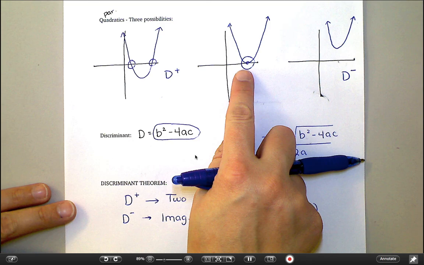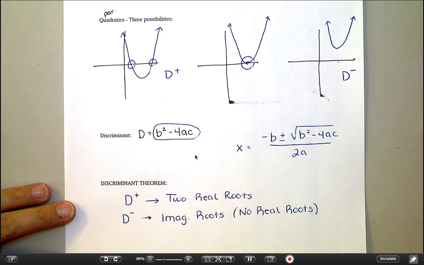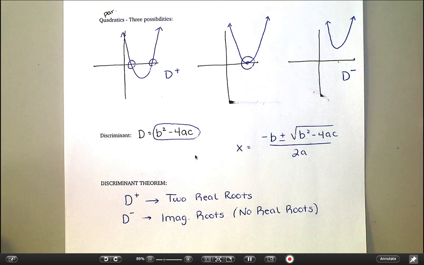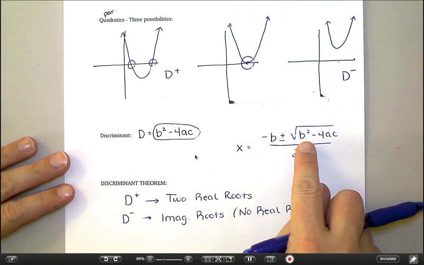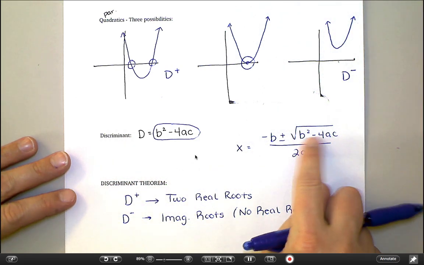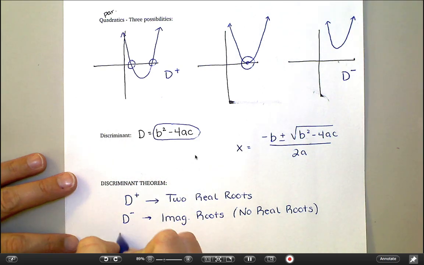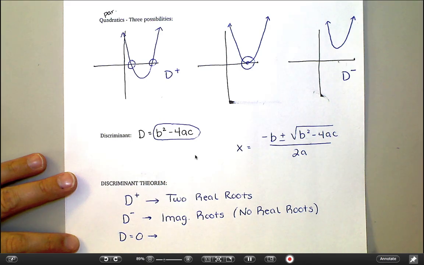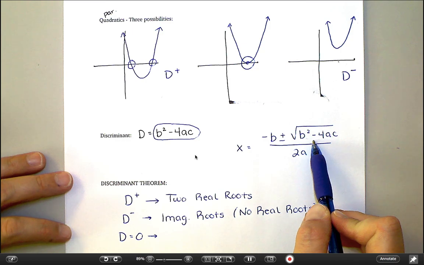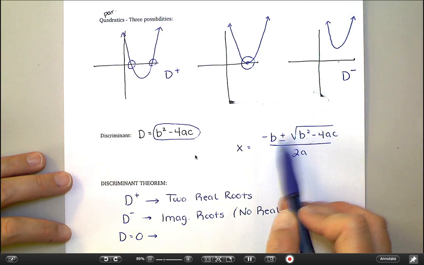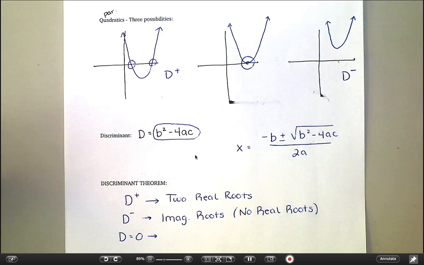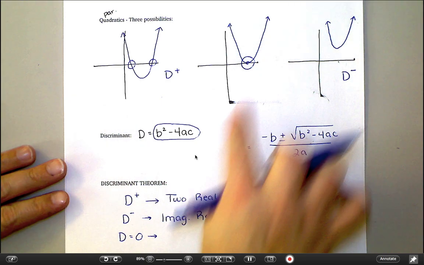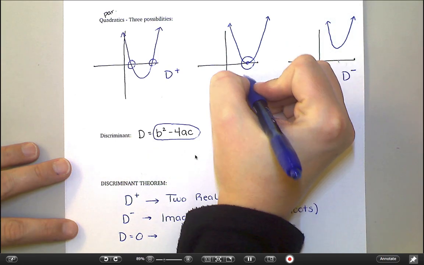So how does this happen? How do you end up with only one root? You end up with only one root if this thing here works out to be exactly 0. Because if this works out to be 0 and you do plus 0 and minus 0, those are both just going to come out to be the same number. So you're going to get 2 of the exact same answer. And so that's when this happens.